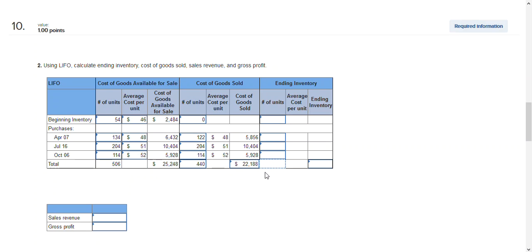And then our ending inventory, we're just going to put what's left. So we sold the newest ones first. So in the bottom, we sold all of those. The next layer up, we sold all of those. In this one, we had 134 to start with, and we sold 122, which leaves us with 12. And then we sold none of these, so we have all 54 of those left. So we've got 54s, that's 66 left, and our ending inventory is 2484 plus 576.